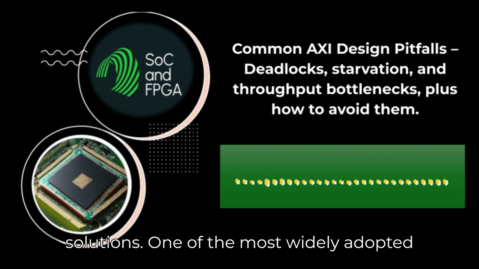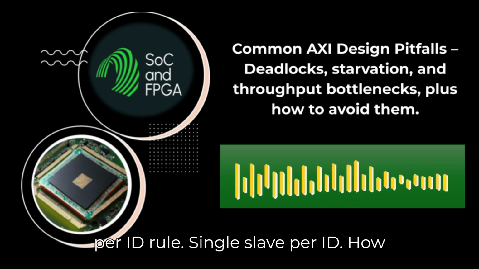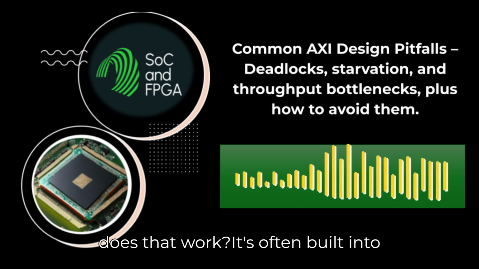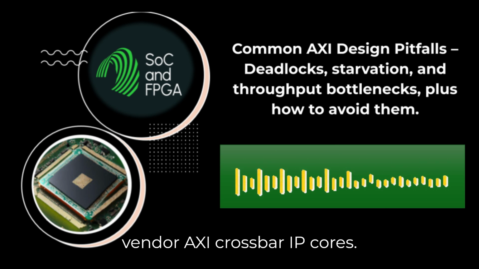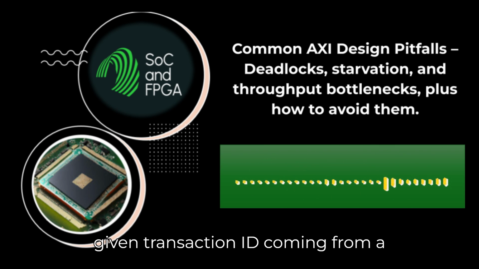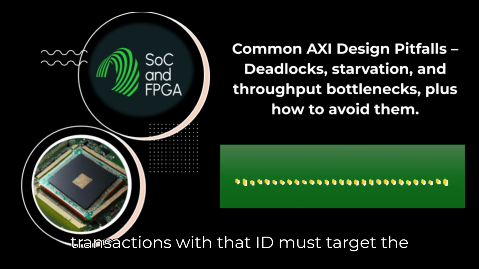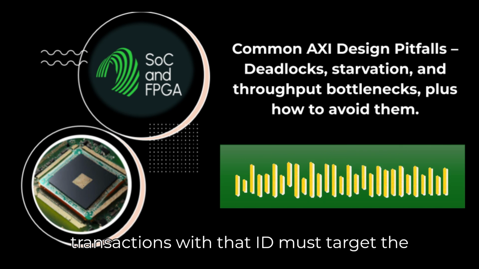One of the most widely adopted is what's often called the single slave per ID rule. Single slave per ID, how does that work? It's often built into vendor AXI crossbar IP cores. The rule basically says that for any given transaction ID coming from a specific master, all outstanding transactions with that ID must target the same slave.